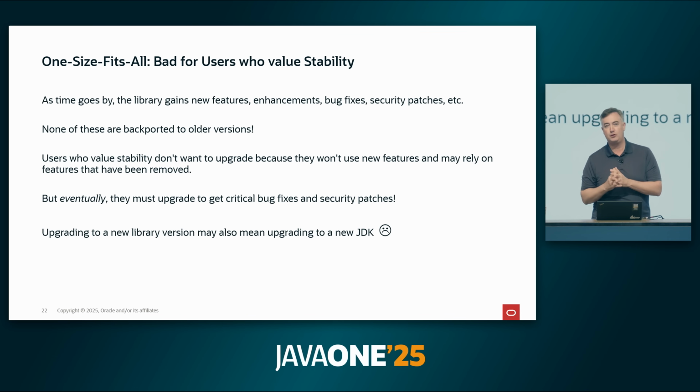So one size fits all is good in the early part of a library's life cycle as it's evolving, as it's gathering new users. But once a library has many users, their needs become diverse, even contradictory.